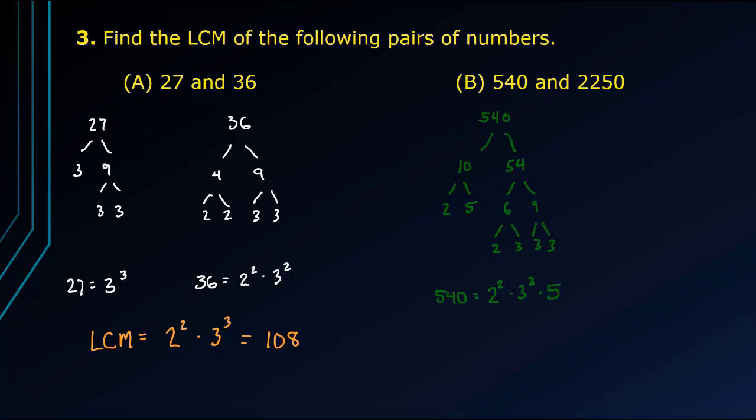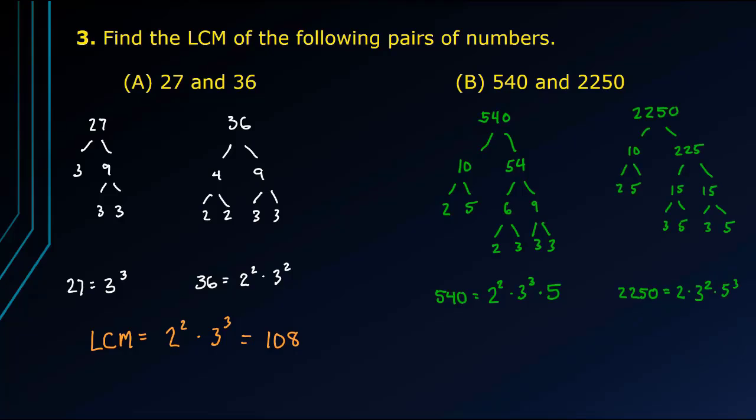For 540 and 2250, here are the prime factorizations of those two. And so when I look at these two, 540 has a 2 squared, 2250 has a 2. So I'm going to take the highest exponent of those, which is going to be 2 squared. So the least common multiple is going to have 2 squared as part of it.